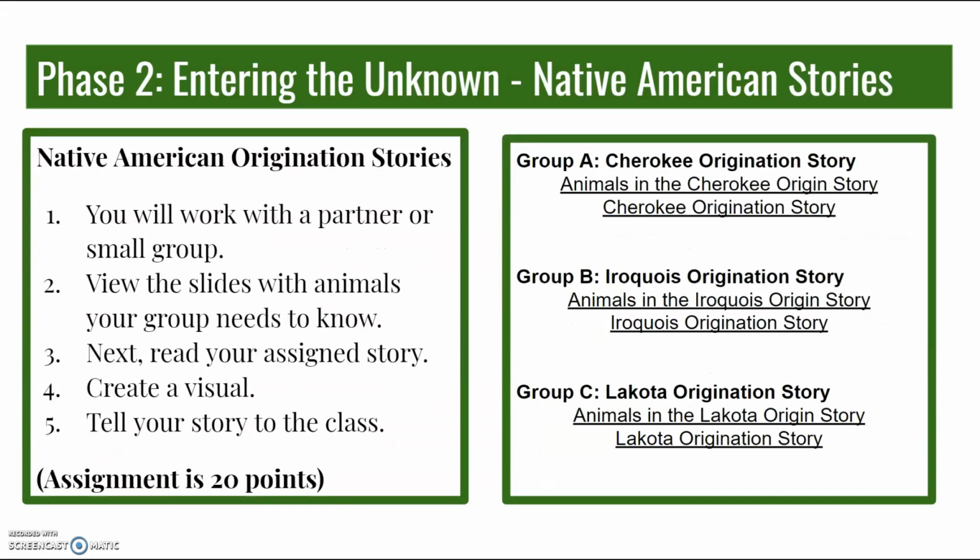For day 2, the students explore origination stories from 3 Native American tribes across the U.S., the Cherokee, the Iroquois, and the Lakota. Each story targets a different reading level, and students have assigned reading partners to help with comprehension. Then they can create a visual and tell their story to the class, which once again focuses on oral storytelling. This activity also serves as a formative assessment on their reading comprehension.